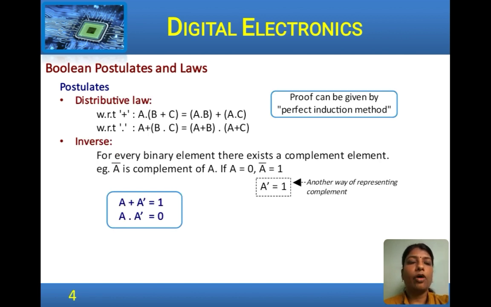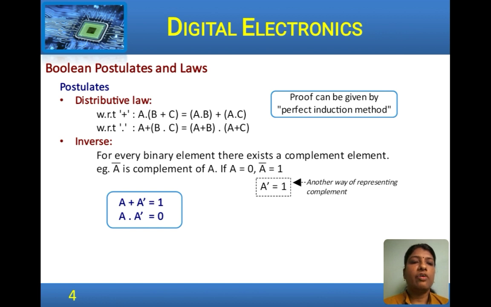Distributive law: A dot (B or C), where B or C is within parenthesis, is equal to A dot B or A dot C. The parenthesis, that is, A dot is distributed among B or C. Similarly, A or (B and C) is (A or B) and (A or C). So that is the distributive law.